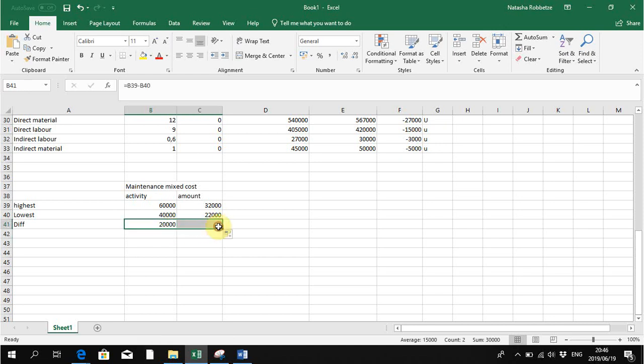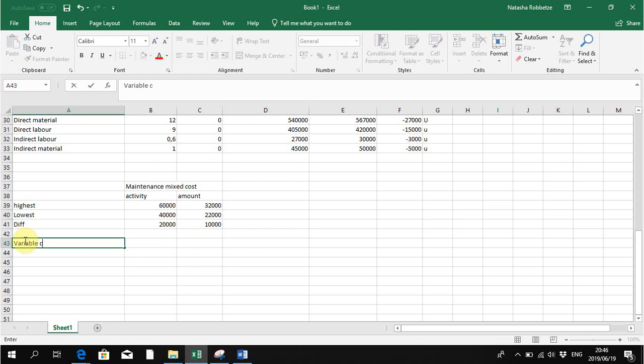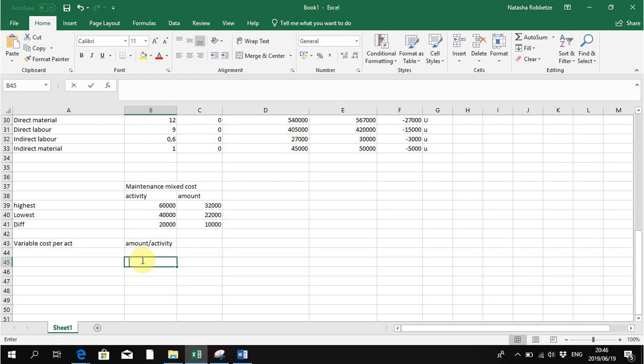Right, then I can calculate my variable cost per activity. And that formula again is the amount divided by the activity, and I'm going to use the difference. So I'm going to say it is the amount of 10,000 Rand divided by 20,000 difference in the activity. And that gives me 50 cents.